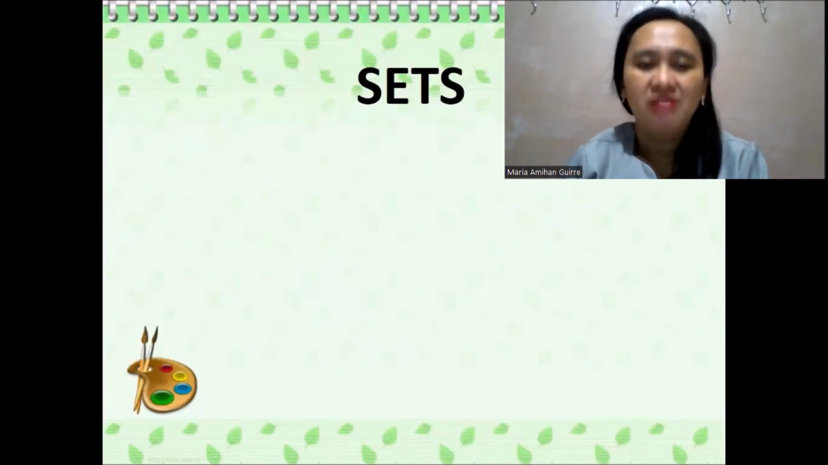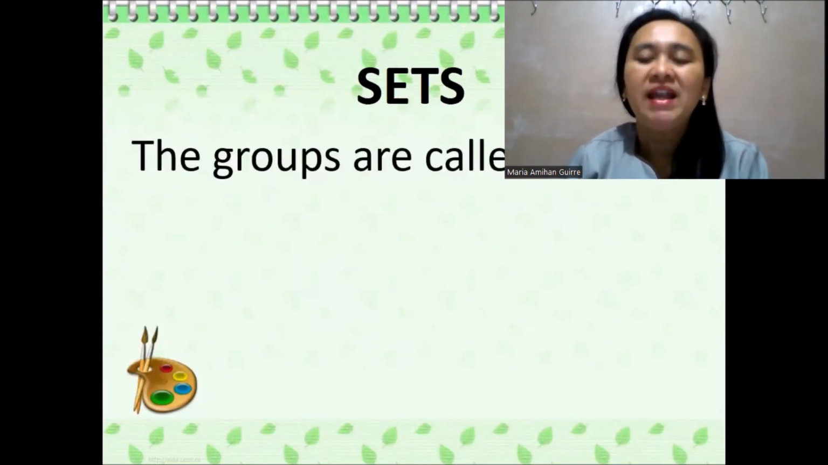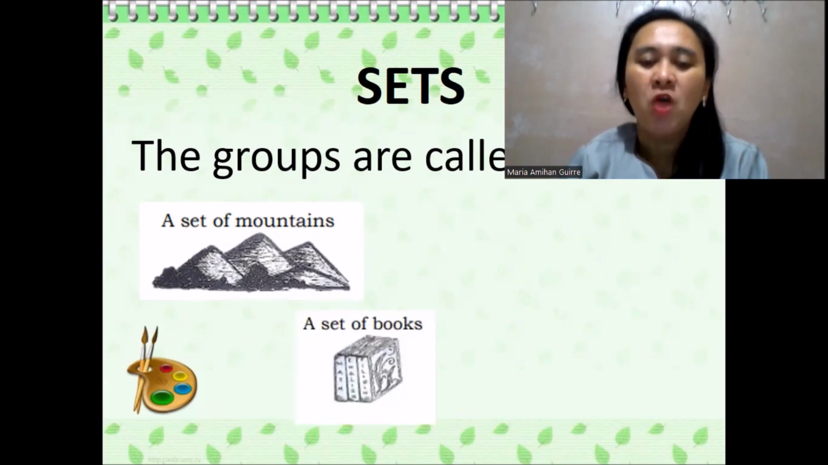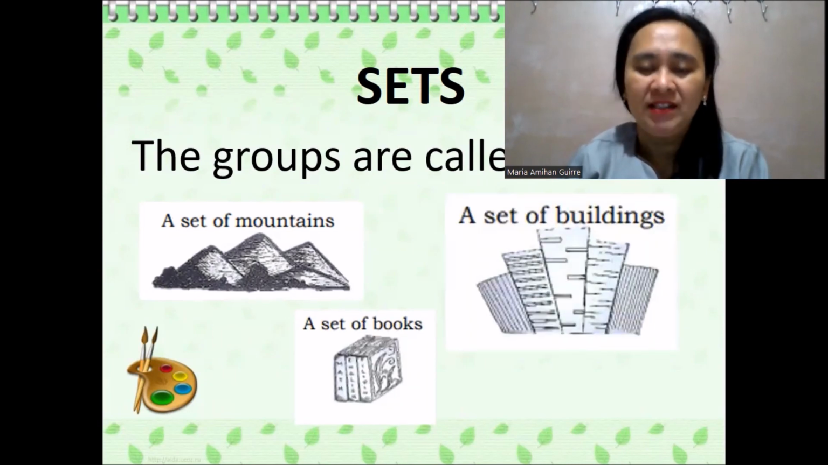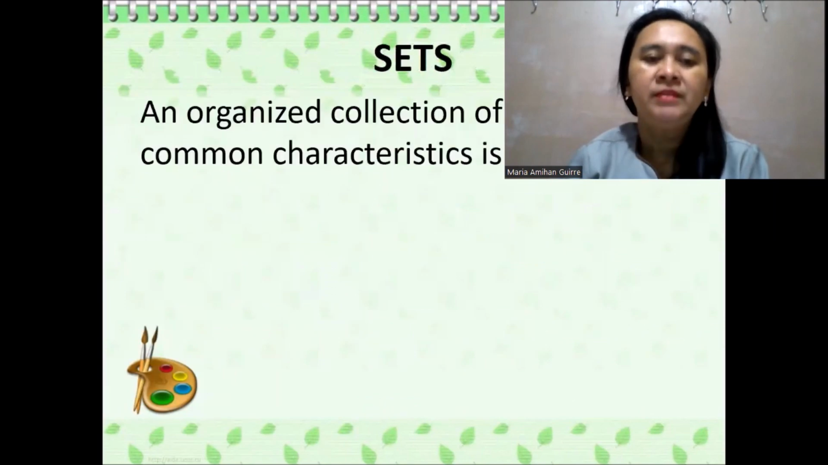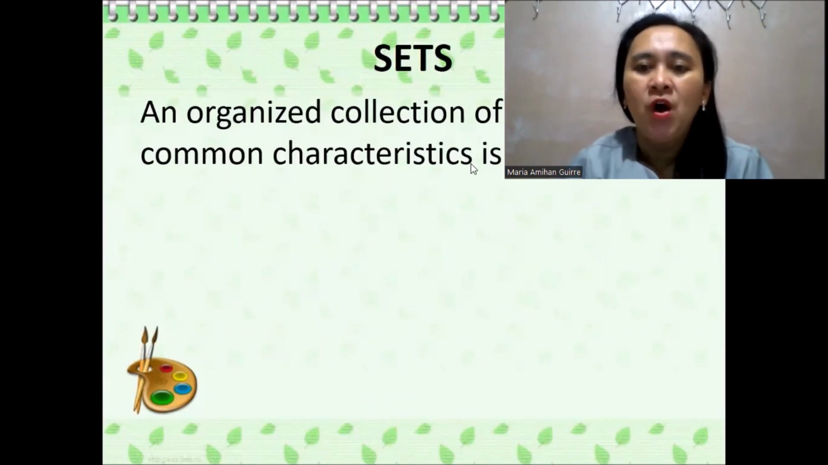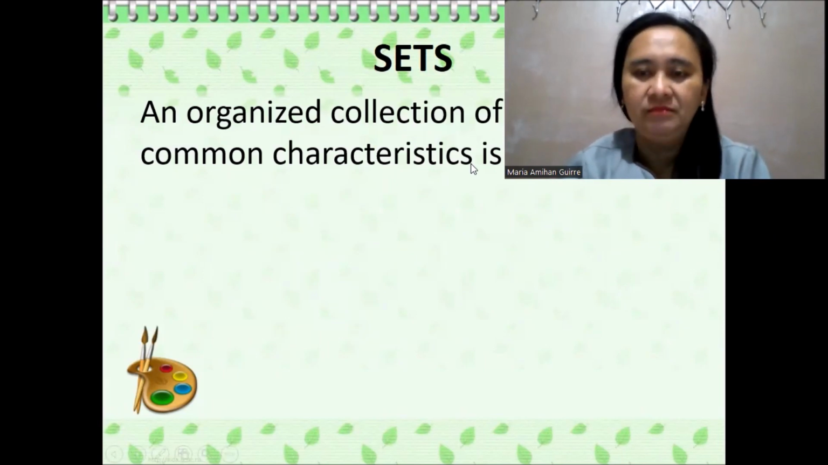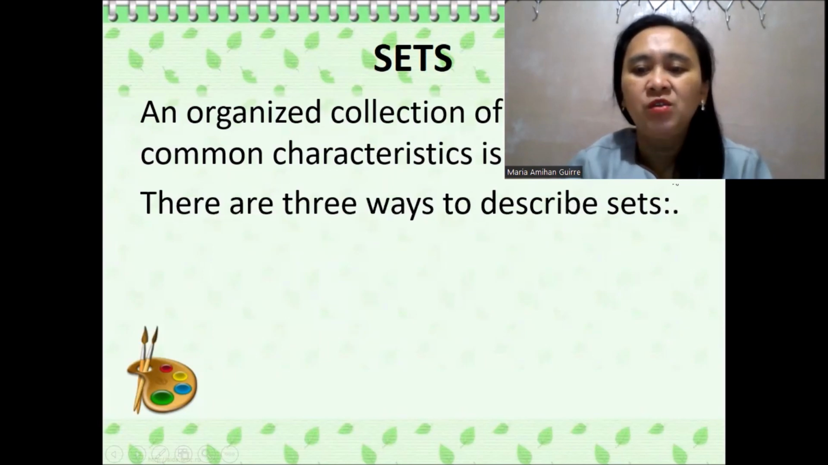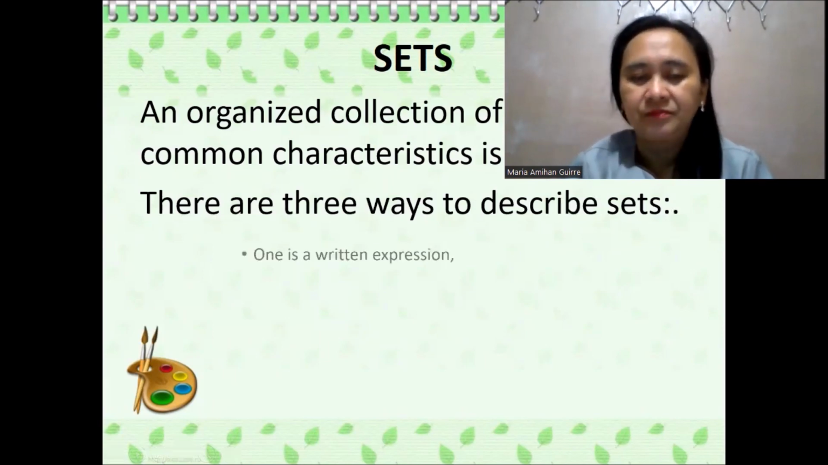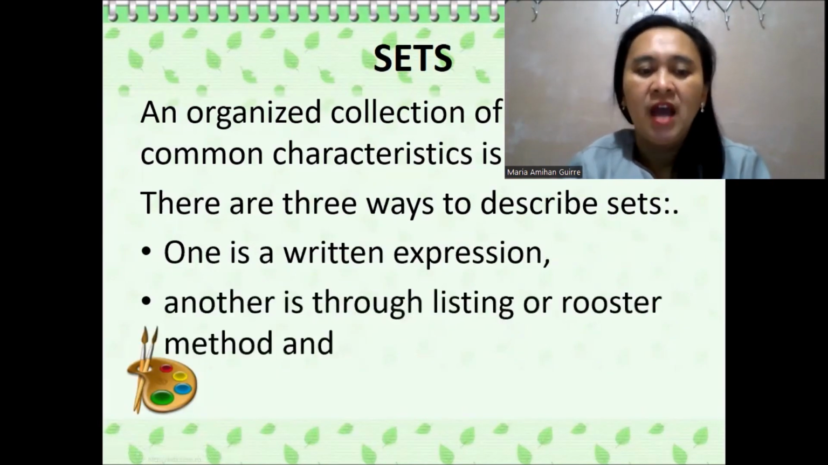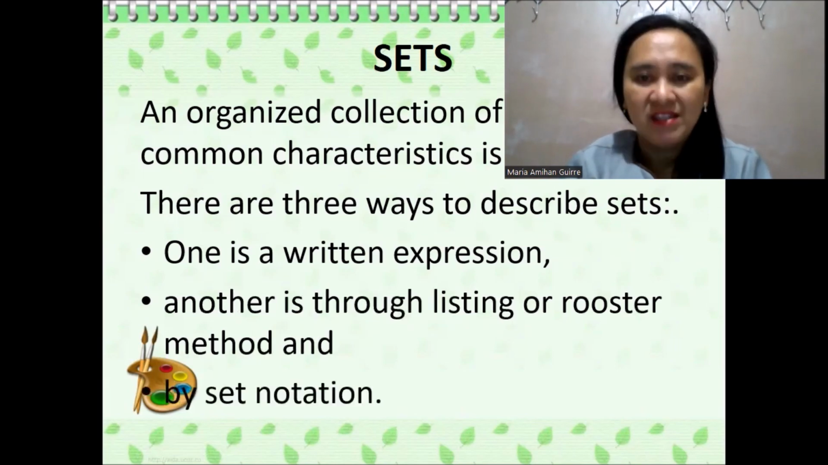Let us define sets. The groups are called sets. Examples: a set of mountains, a set of books, a set of buildings. An organized collection of objects with common characteristic is called a set. There are three ways to describe a set. One is a written expression or description. Another is through the listing or roster method, and by set notation.